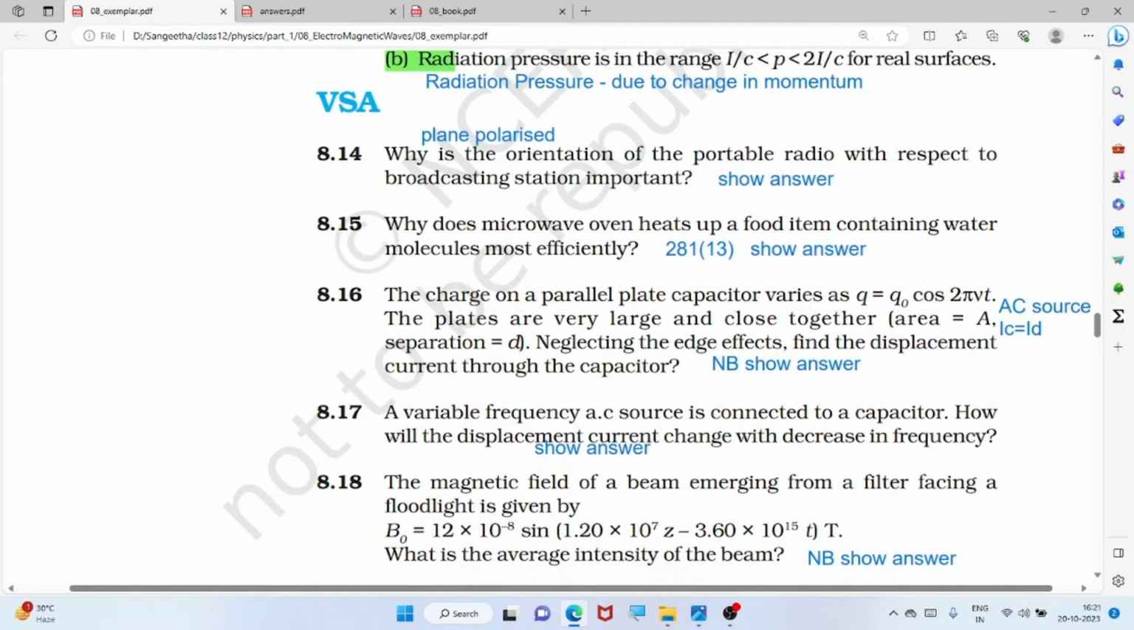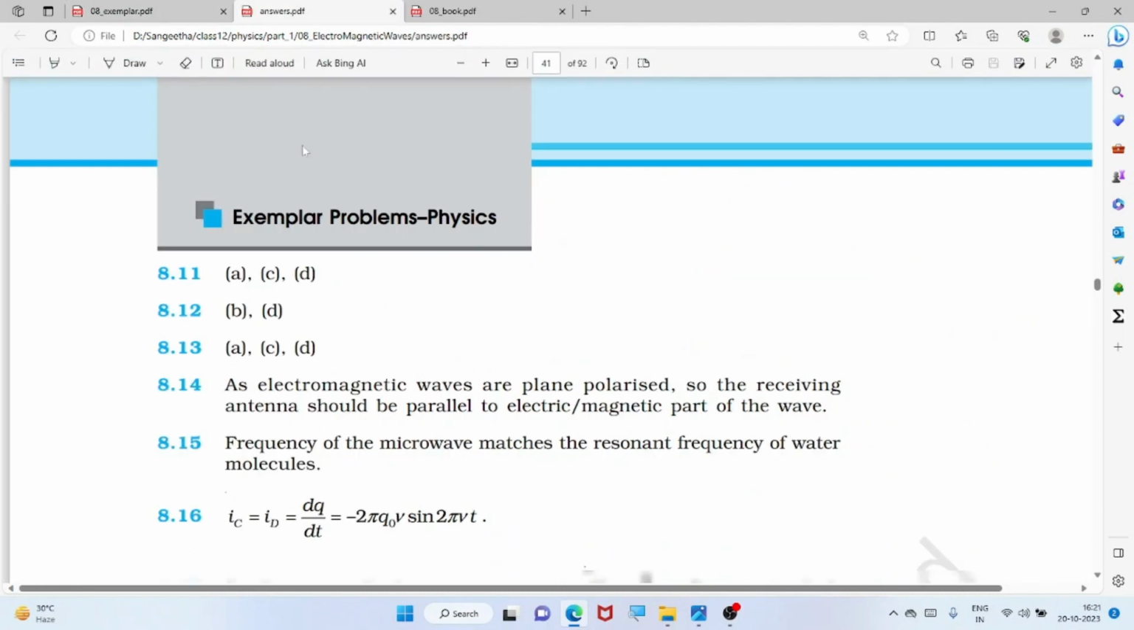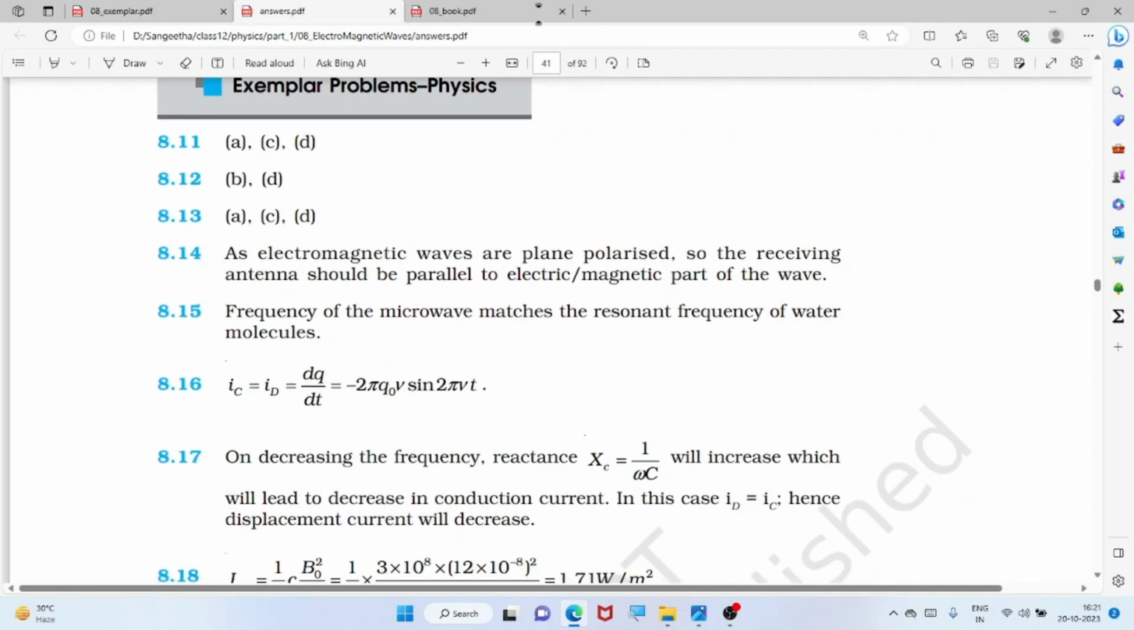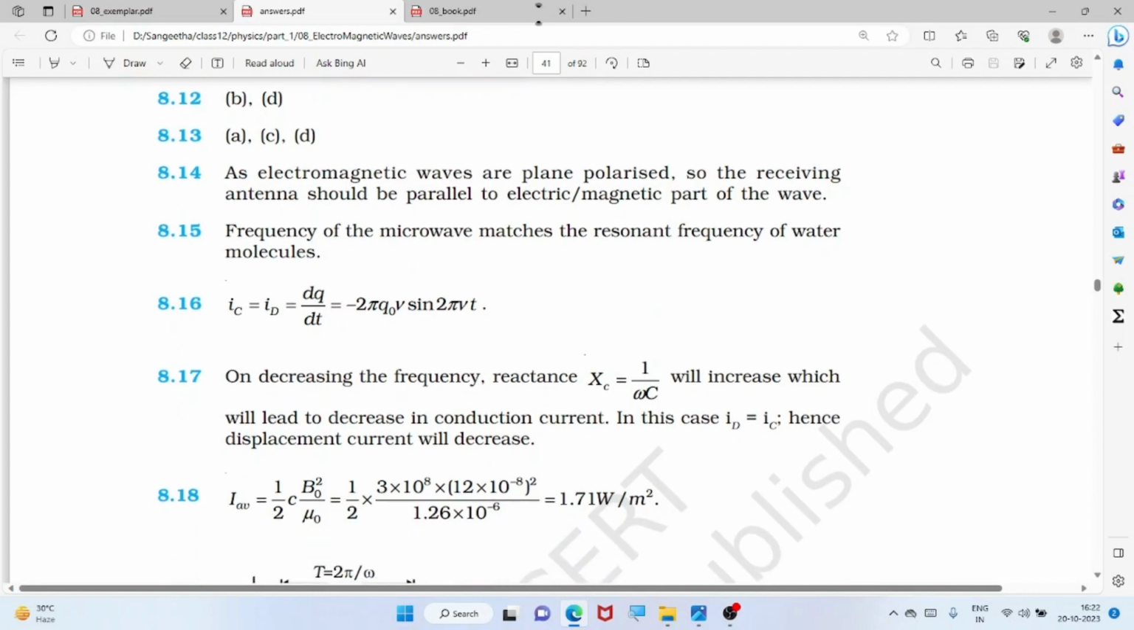Why is the orientation of the portable radio with respect to the broadcasting station important? Because of the alignment with the radio waves, because EM waves are polarized. As the electromagnetic waves are plane polarized, the receiving antenna should be parallel to the electric field part of the wave.